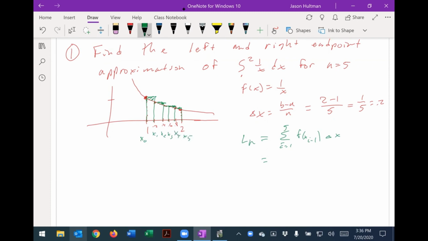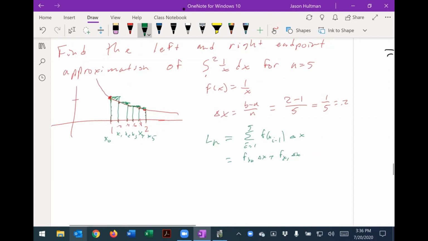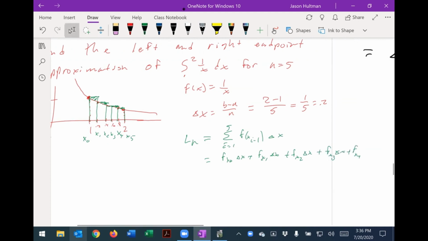So what's x0? Well, that's 1. So x is 1 at x0. So this is going to be f of x sub 0 delta x plus f of x sub 1 delta x, and I'm going to have to do this 5 times. Plus f of x2 delta x plus f of x3 delta x plus f of x4 delta x.